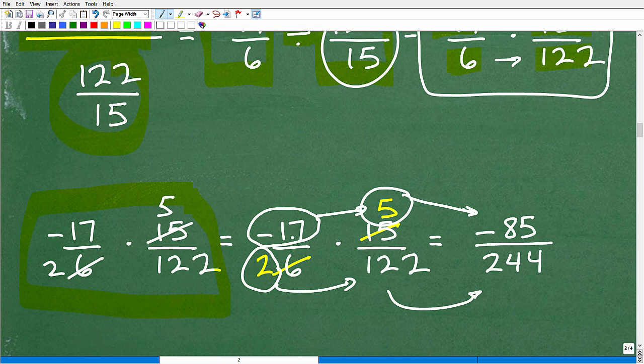And you notice here 17 is prime. There's no factors between 17 and 122, and 2 and 5 are prime. So this will be our final answer, negative 85 over 244.